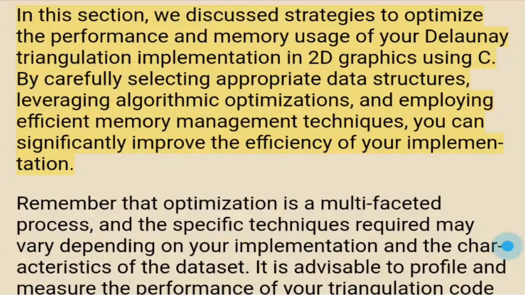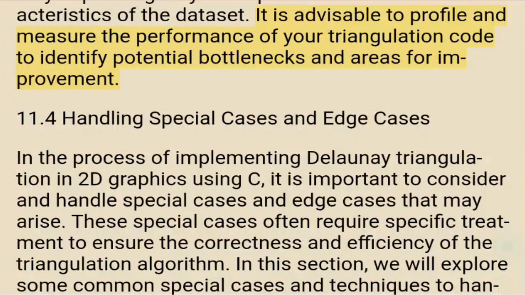Conclusion. In this section, we discussed strategies to optimize the performance and memory usage of your Delaunay triangulation implementation in 2D graphics using C by carefully selecting appropriate data structures, leveraging algorithmic optimizations, and employing efficient memory management techniques. You can significantly improve the efficiency of your implementation. Remember that optimization is a multifaceted process, and the specific techniques required may vary depending on your implementation and the characteristics of the dataset. It is advisable to profile and measure the performance of your triangulation code to identify potential bottlenecks and areas for improvement.